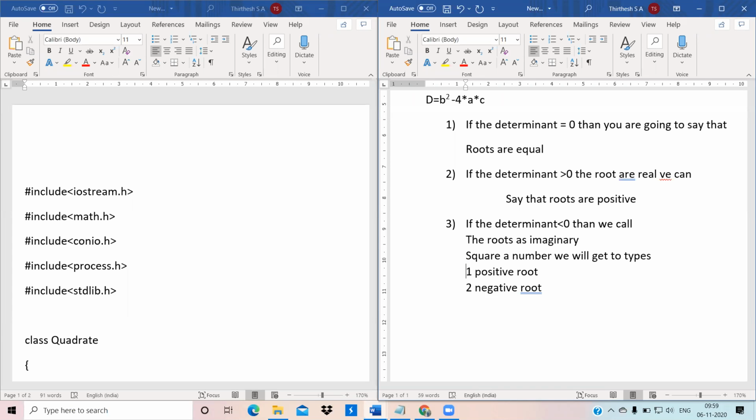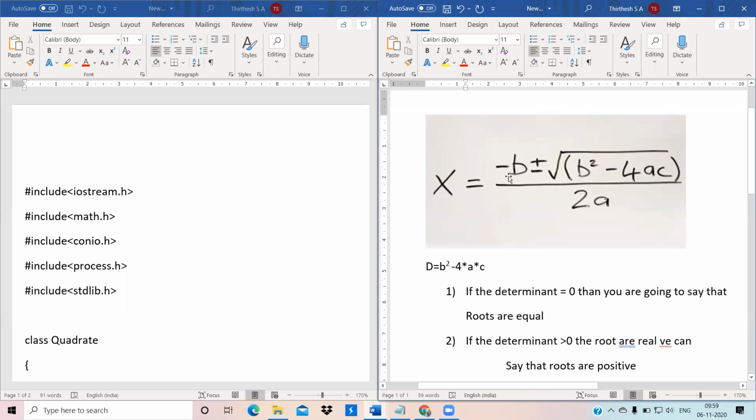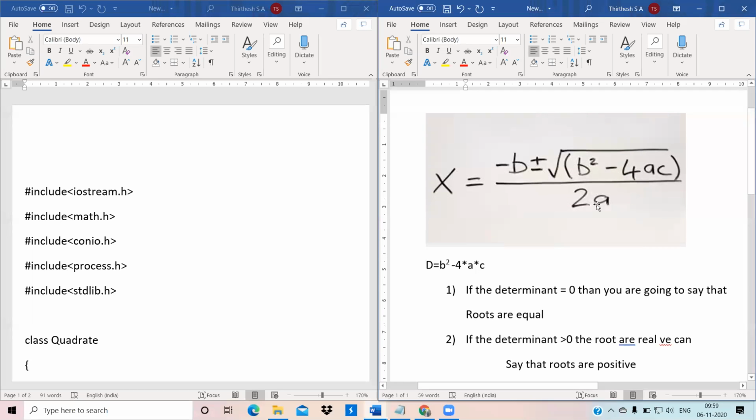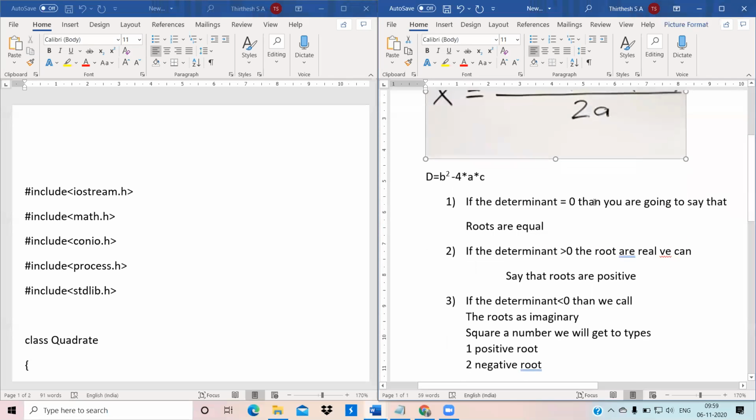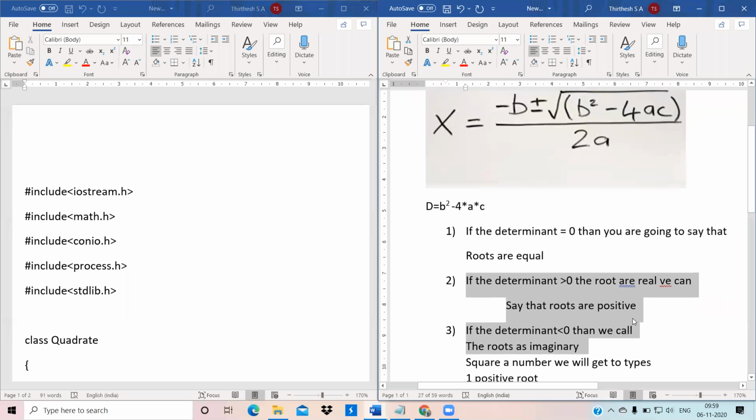So to find this positive root and negative root, we have a formula: x is equal to minus b plus or minus square root of b square minus 4ac divided by 2a. When the determinant is greater than 0 or lesser than 0, only at that time are you going to use this formula.